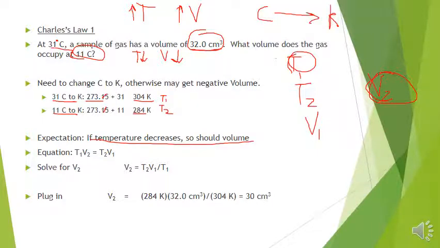So this is the equation. The one that has the same numbers on both sides would be Boyle's law. So T1 V2 equals T2 V1, and what we want to solve for is V2. So divide both sides by T1, and you get this equation here. Then you plug everybody in. Make sure you don't use Celsius, use Kelvin. And you get 30 centimeters cubed. You notice that's less than we started with, and that's what we expected. So good job.